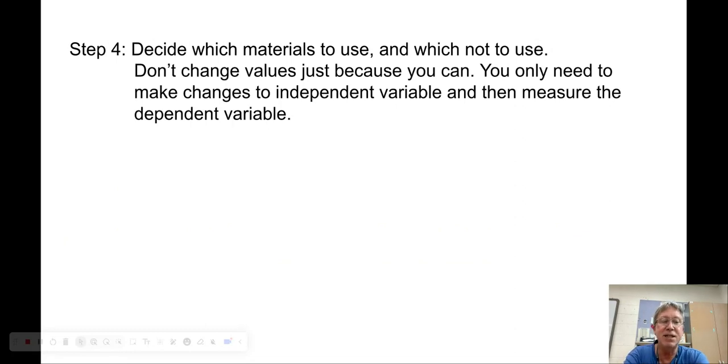All right, now the next thing I have to decide is which materials to use. Now listen, I'm a stinker. I'm always, and I mean always, on every single test and often on your daily activities, going to give you more materials than you need to answer the question. So you've got to be a grown-up here and say, what do I actually need to use? Don't change values just because you can. Saying 'Mr. Simpson gave me this stuff, so I need to change it' is not how a scientist thinks. You just have to say, I'm only going to make changes to the independent variable. That's it. And then I'm going to see what the dependent variable is.